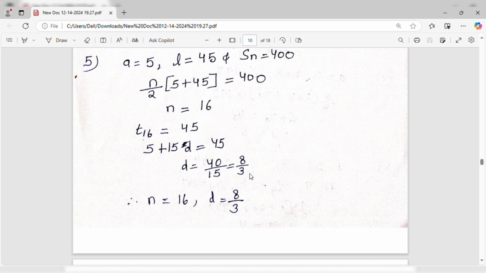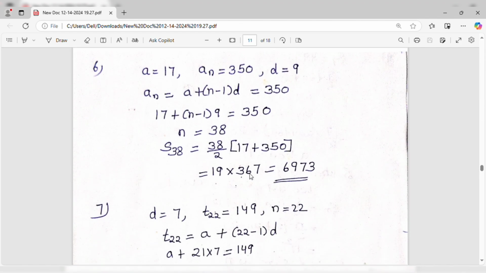Fifth question. The first term of the AP, a, is 5, the last term an is given as 45, and the sum is 400. So we have to find the number of terms and the common difference, n and d. First we will use the formula of Sn, which is n by 2 into a plus l, because l is the last term, which is given as 45. So we will get n as 16. Then we will use the formula a16, which is a plus 15d, and we will get d as 8 by 3. So n is 16 and d is 8 by 3.